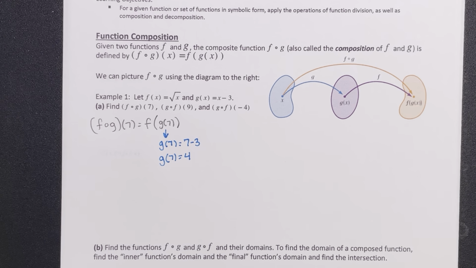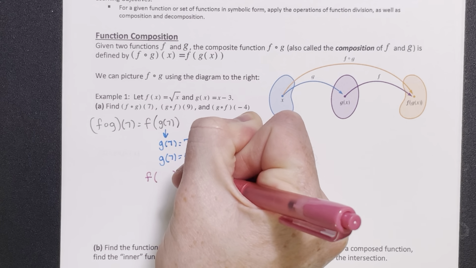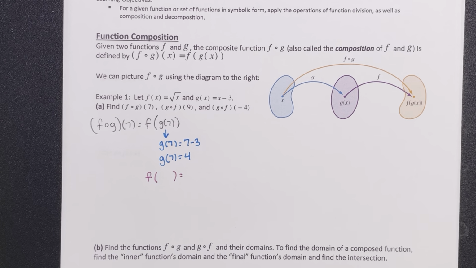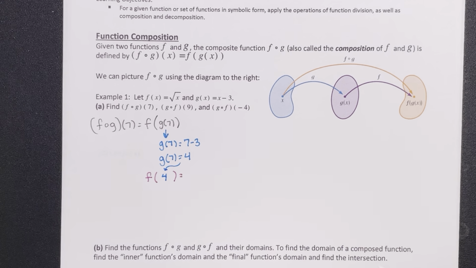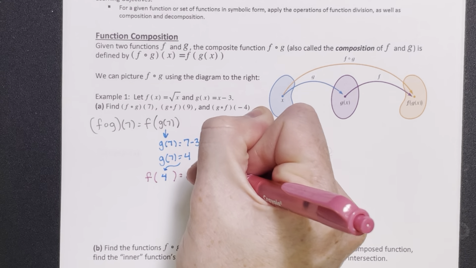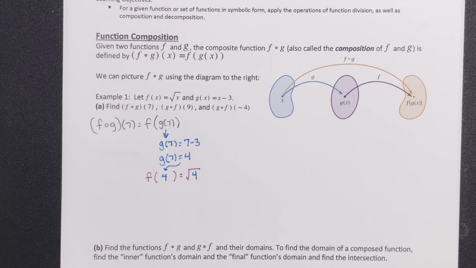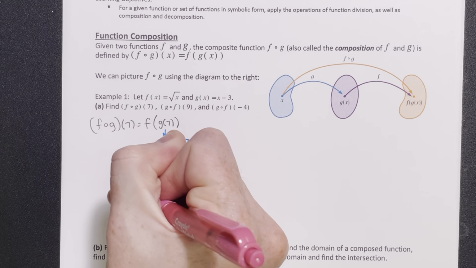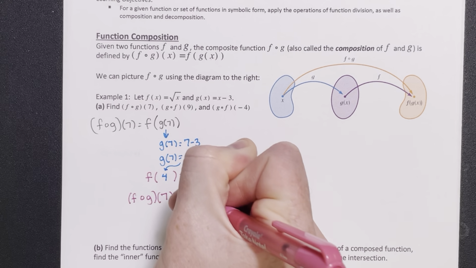Then we're going to take that and put it inside of f. So f of g of 7 means we're putting 4 into f. Our f of x function would be the square root of x, in this case the square root of 4. So f of g of 7 ends up being 2.